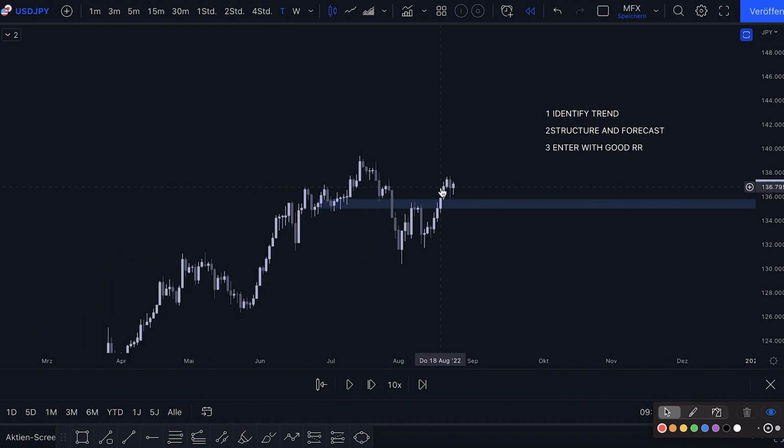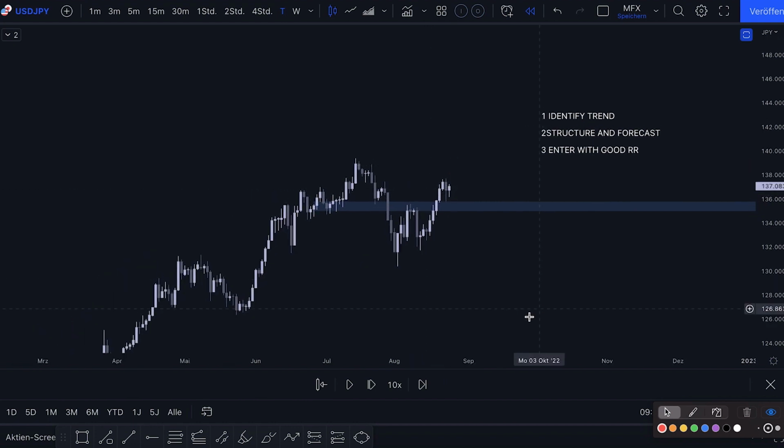and tests this zone again. So what's now our next structure level? It's obvious, guys, it's this high right here. So I want that the market tests this zone and comes back to this high right here.